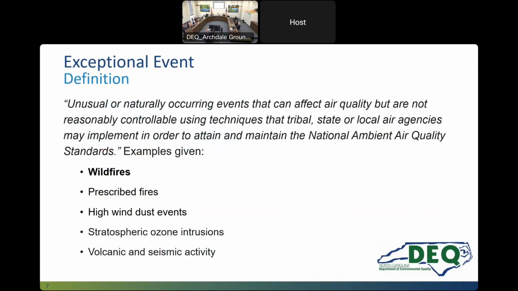So switching gears a bit now, we're going to talk about the demonstration requirements. The EPA defines an exceptional event as an unusual or naturally occurring event that can affect air quality, but is not reasonably controllable using techniques that tribal, state, or local air agencies may implement in order to attain and maintain the NAAQS. And this is a list of those types of qualifying events.